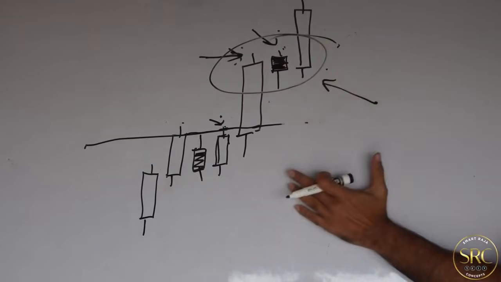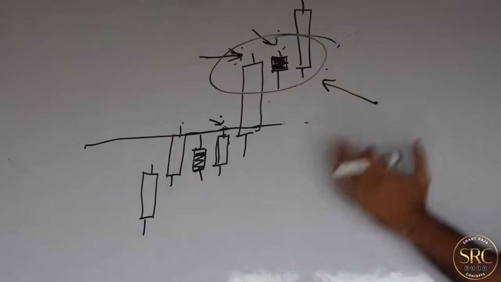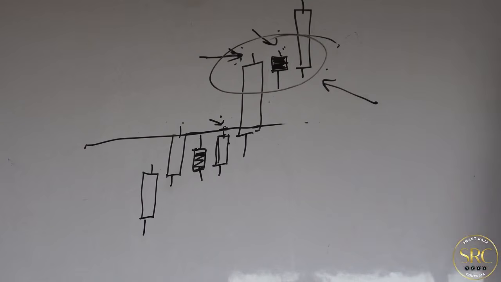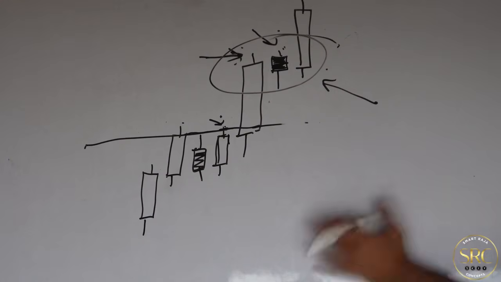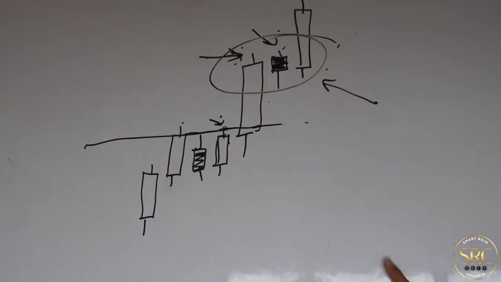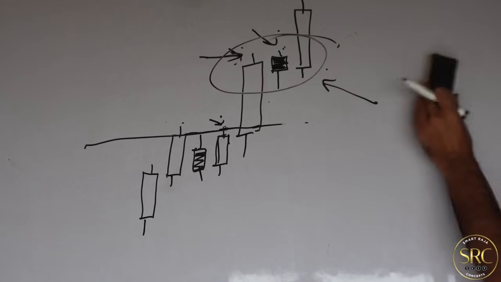Wait for something to print that you understand. Wait for something to print that you can look at and say, okay, you know what? I understand this. I've seen this before, and I can execute on this with confidence. That's what you're waiting for.